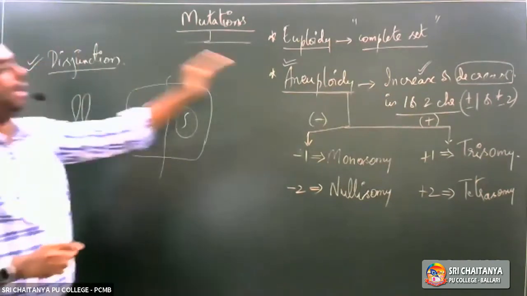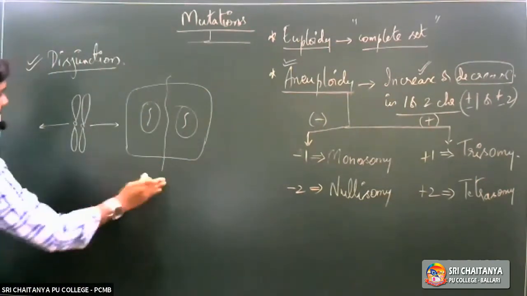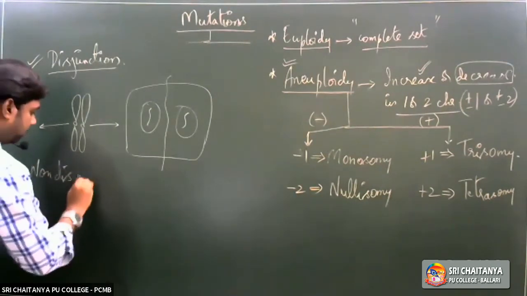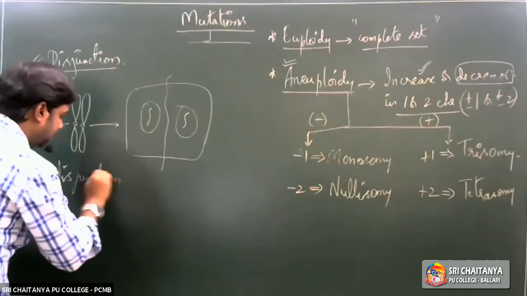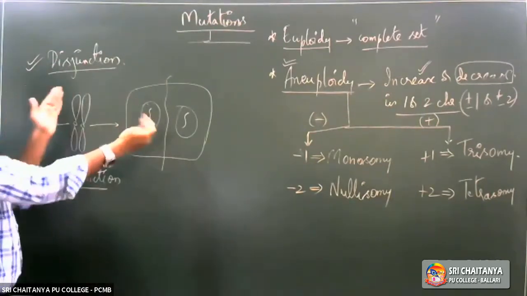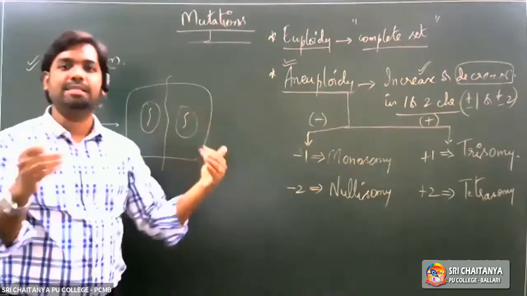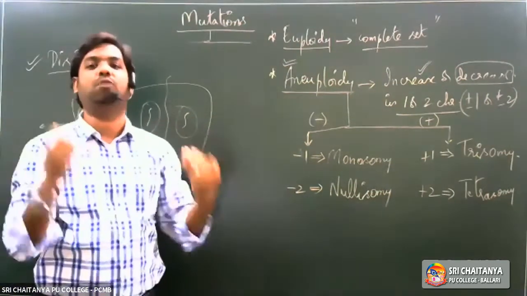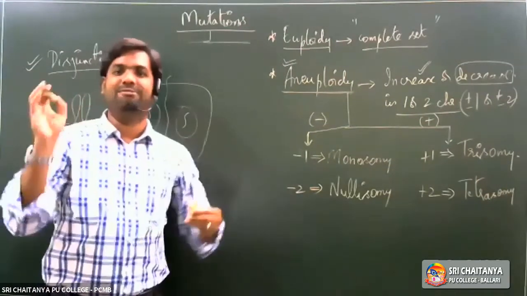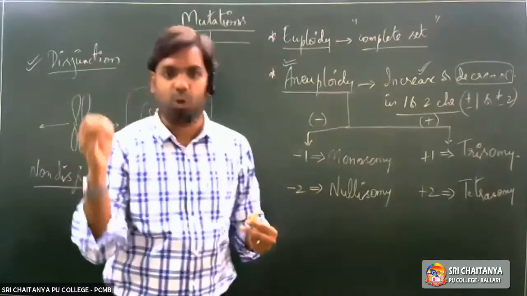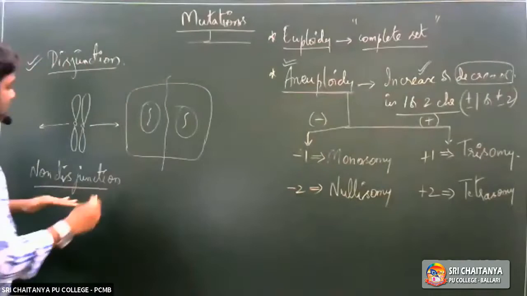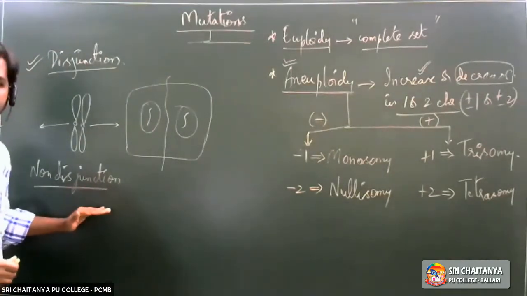The reason for aneuploidy is a term called non-disjunction. So what does non-disjunction mean? Disjunction, we said, is separation of chromosomes. Non-disjunction means there is failure of separation of chromosomes happening during anaphase. That failure of separation of chromosomes, we call non-disjunction.